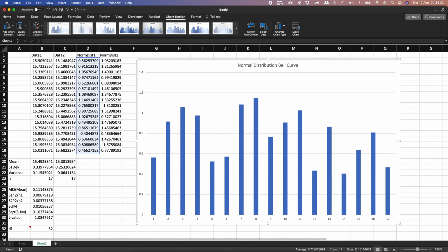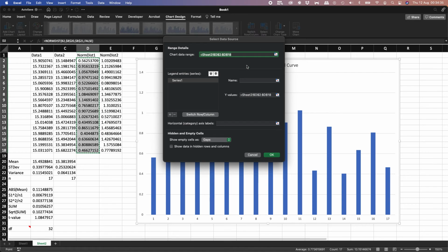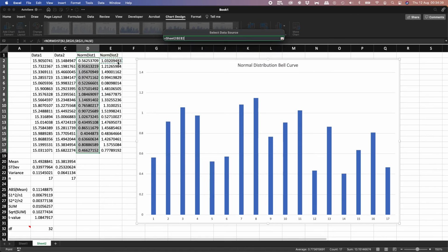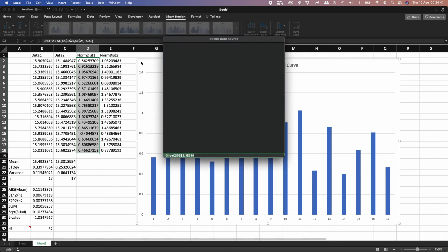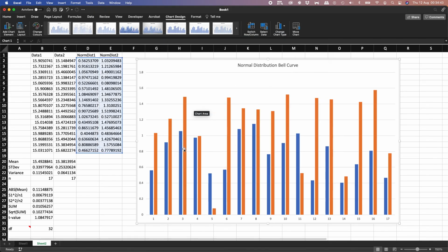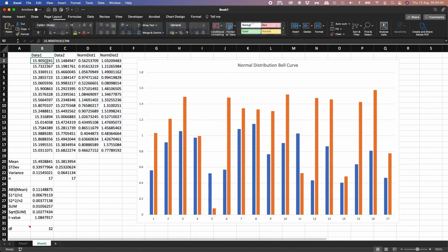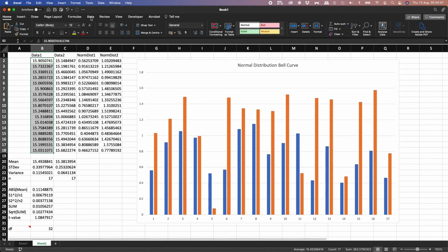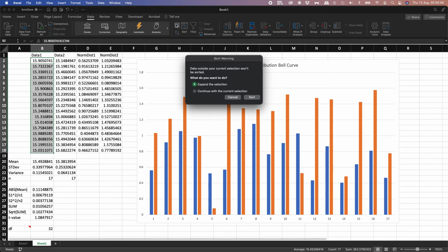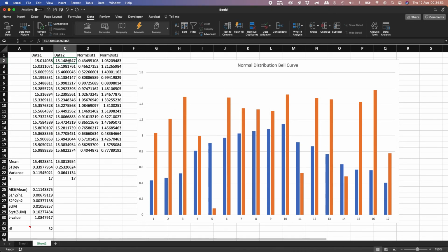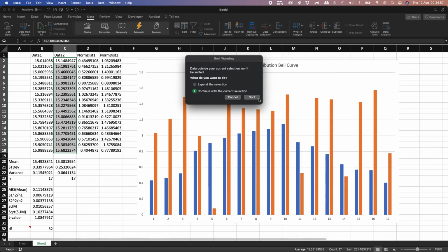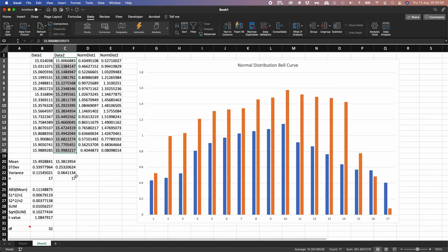Okay, there we go. And then we're going to select the data for the second value, just like I explained in the previous worksheet. And we have both of them. Now we're going to order the data so that we can appreciate how the bell curve looks. Continue with the current selection. The same thing with this one. Continue with current selection. Yep. And there we go.